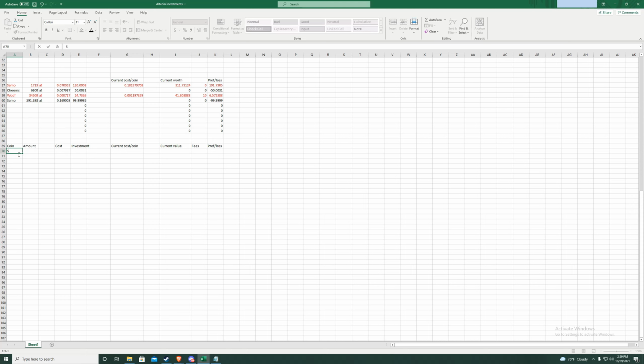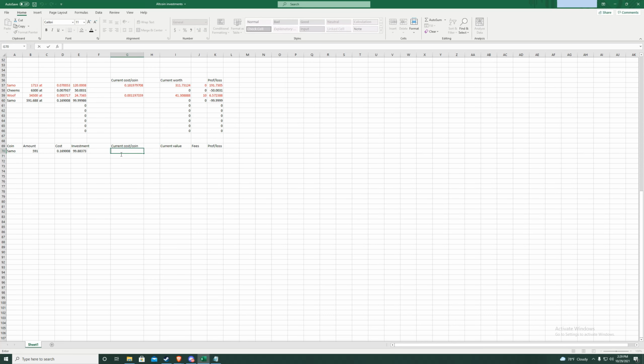Let's say we purchased Samo and we bought 591 of them. We bought them at 0.169008. Our investment is going to be the cost per times the amount that we have, so equals D70 times B70. We'll see I spent just about $100.